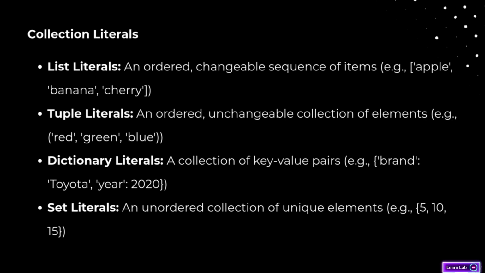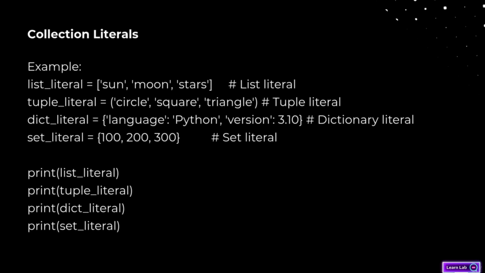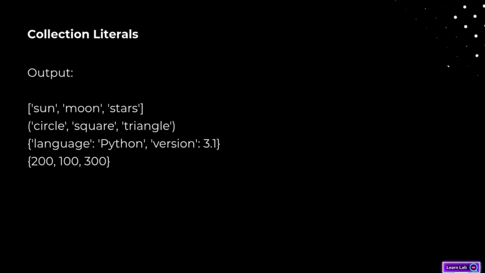List literal is equal to sun, moon, stars. Tuple literal is equal to circle, square, triangle. Dictionary literal is equal to language, Python, version 3.10. Set literal is equal to 100, 200, 300. Now print these literals. Here we have initialized a list, tuple, dictionary, and set and printed them for users, and the output is.